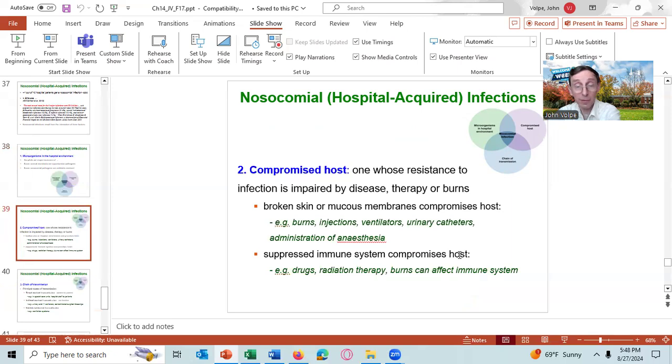And then the patients coming into the hospital or healthcare facility are often compromised hosts, one whose resistance to infection is impaired, either by disease, therapy, or by burns. Broken skin or mucous membranes compromises the host, making an infection more likely. Burns, injections, ventilators, urinary catheters, administration of anesthesia, all weaken the host, making the infection more likely. And then the patient could be having a suppressed immune system, compromising the host. This can be from drugs suppressing the immune system, radiation therapy, or burns. All of these weaken the host immune system, making the patient more susceptible to getting a nosocomial infection. So the patients are often compromised in the hospital or hospital-like setting, and they're more likely to get a nosocomial infection.